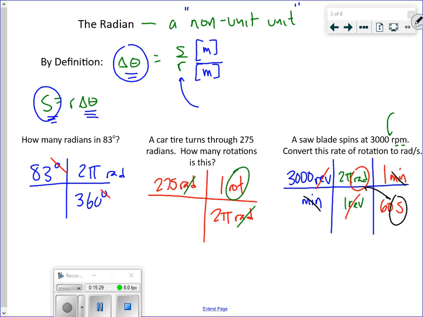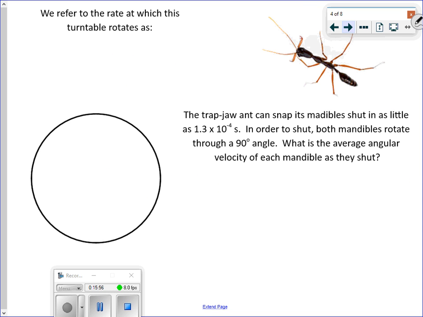Okay, so this is as bare bones as it gets, factor labeling stuff, converting from one unit to another. You got to be okay with it. 2 pi radians equals 360 degrees equals 1 rotation equals 1 revolution. You got to be able to use those things interchangeably.